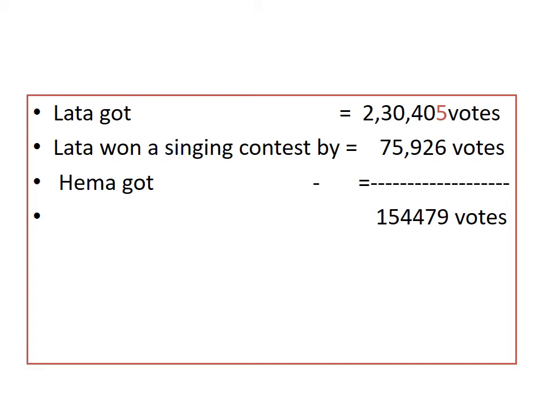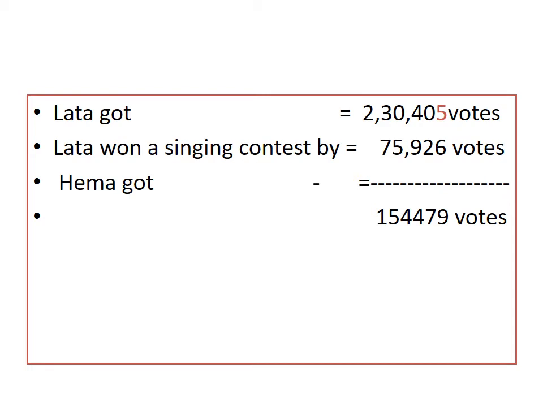2,30,405 is greater. You have to subtract 75,926 from it. Let's start subtracting from the ones place. First, the ones place number is 5. 5 is smaller than 6. Borrow from 0. 0 is not having any value. That's why we will borrow from 4. Then when we borrow from the 100 place, 4, 3 is left there. Then 9 and then 15. 15 minus 6, 9. 9 minus 2, 7.